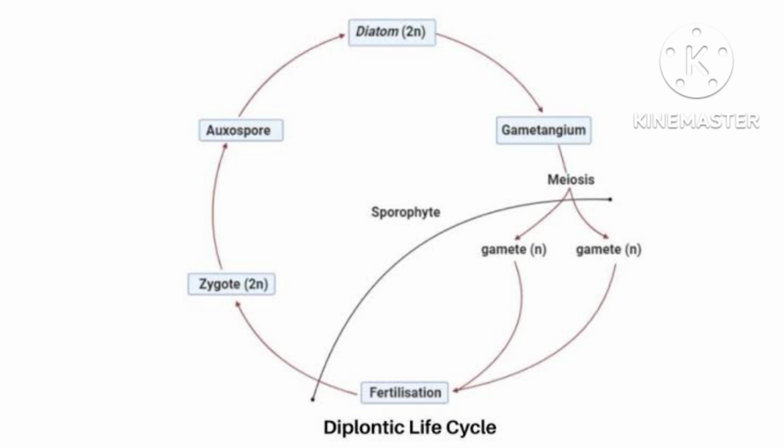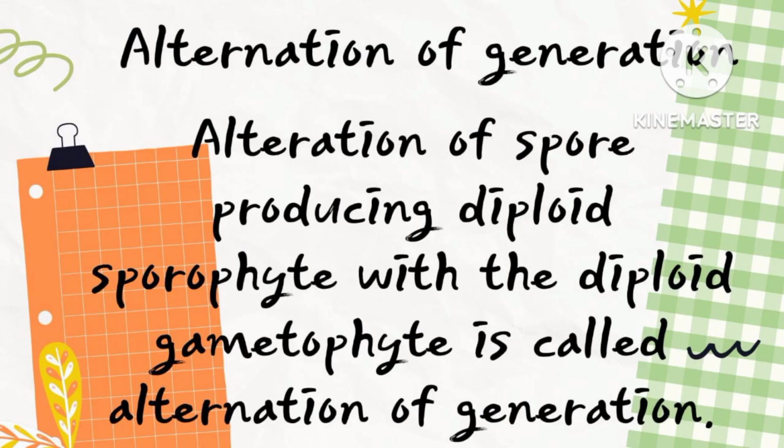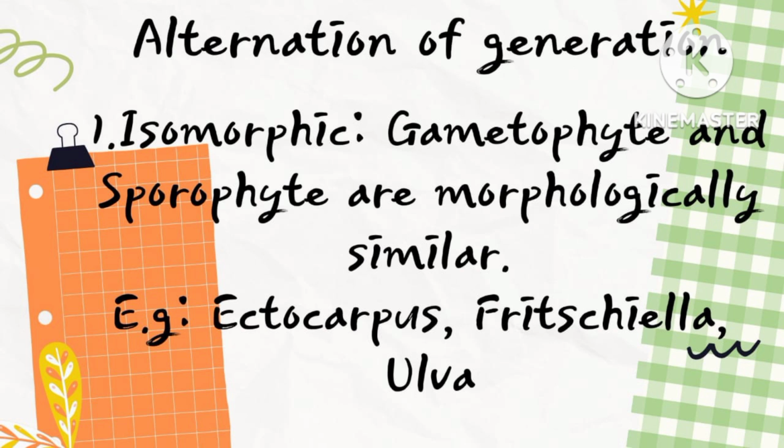The phenomenon of alternation of the spore producing diploid sporophyte with the haploid gametophyte is called alternation of generation. It is of two types, isomorphic and heteromorphic. In isomorphic type, gametophyte and sporophyte are morphologically similar. Examples are Ectocarpus, Cladophora and Ulva.